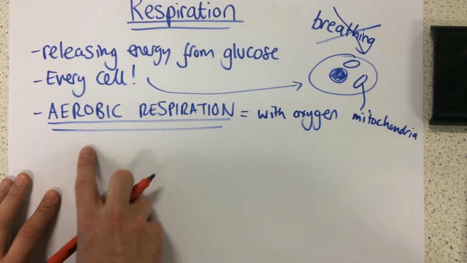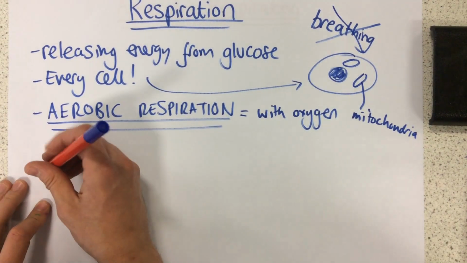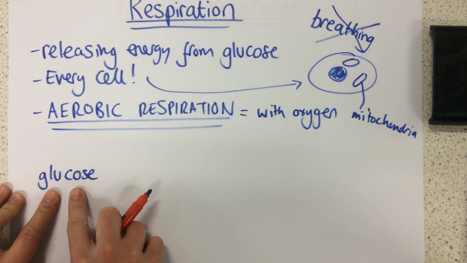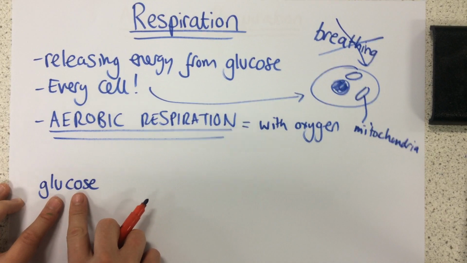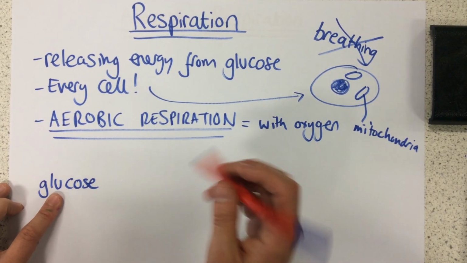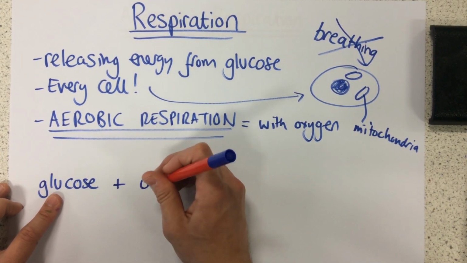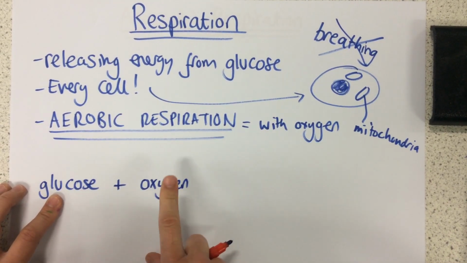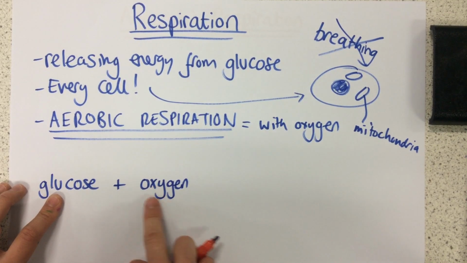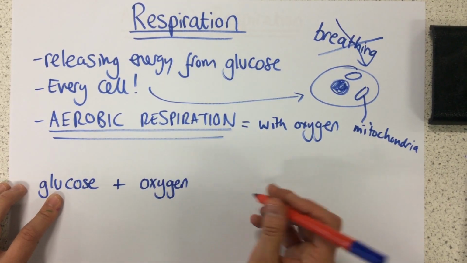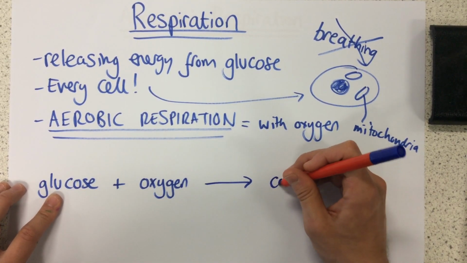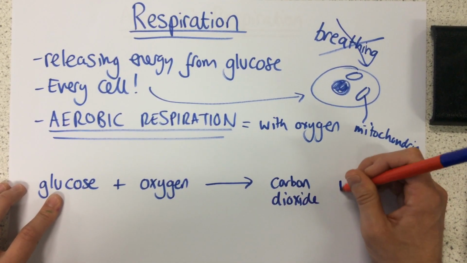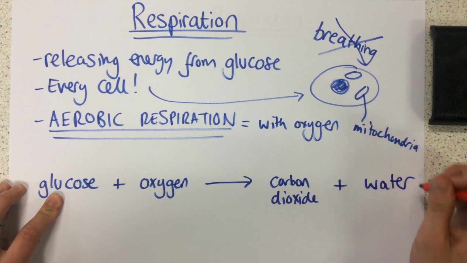Okay, so what is our equation for aerobic respiration? So we need glucose, first of all, in order to get our energy. Think about that. Glucose is a type of sugar. We need sugar to give us energy. We also need oxygen from the air for aerobic respiration. This is why I think some people get it confused with breathing. But we need oxygen from the air as well. Our waste products are carbon dioxide and water, which we exhale when we breathe out.